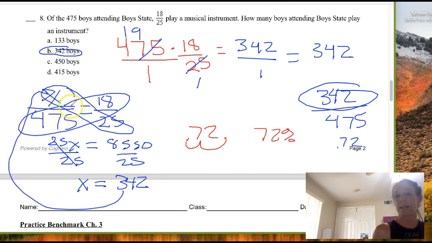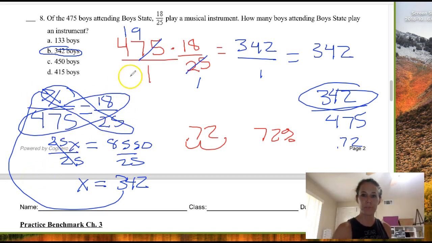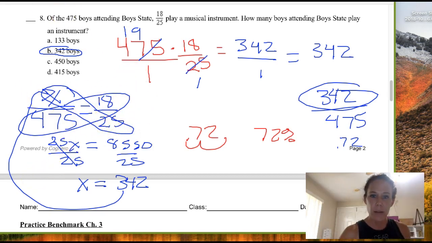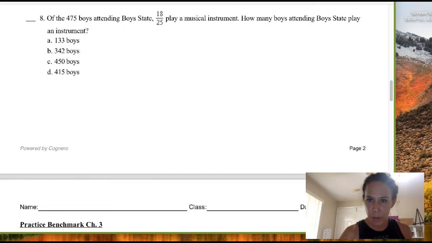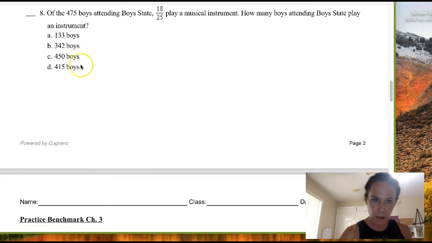So this would be setting up proportions. How many out of 475 play an instrument if 18 out of 25 do? And you would set up a ratio and proportion. All right, that's just another method to do it. Let's go ahead and look at number 9.